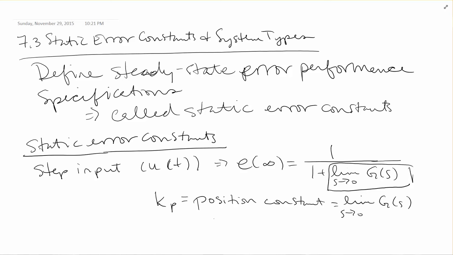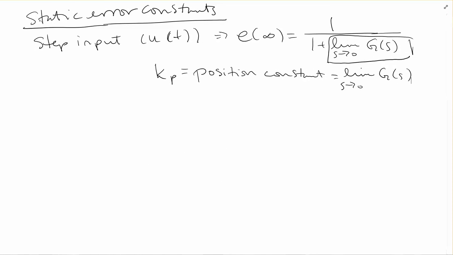And it's going to be called position constant, because if you remember when we talked about when you would want to use each of the test inputs, the step input was used if you wanted to test your system's ability to maintain track of a constant position, target, for example. Okay, so that's why it's called position constant. So Kp is just this limit. So now let's look at the ramp input. And then we'll do the parabolic.